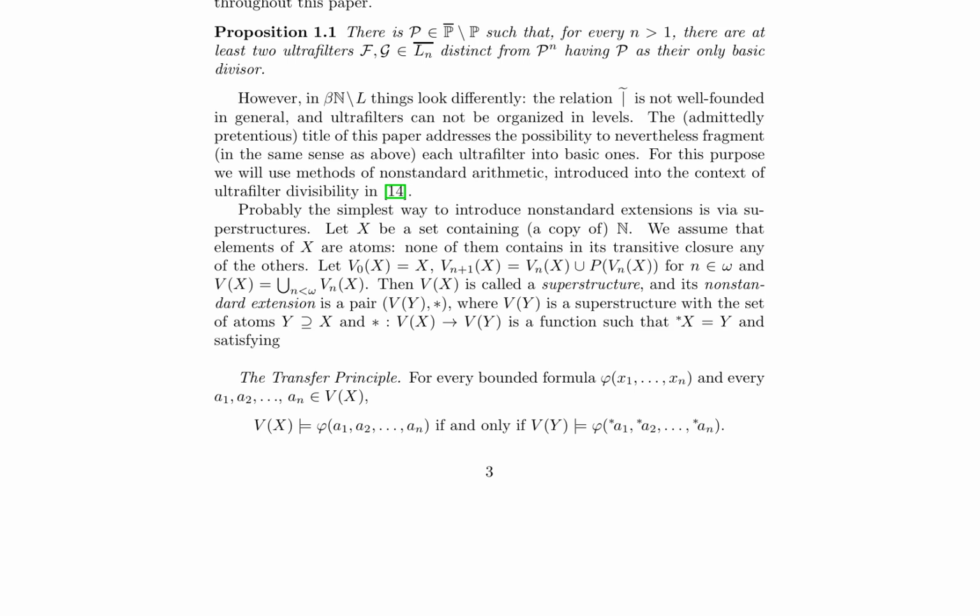V(X) → V(Y) is a function such that *x = x for x ∈ X and satisfying the transfer principle. This principle states that for every bounded formula φ(x1, ..., xn) and every a1, a2, ..., an ∈ V(X), V(X) ⊨ φ(a1, a2, ..., an) if and only if V(Y) ⊨ φ(*a1, *a2, ..., *an).